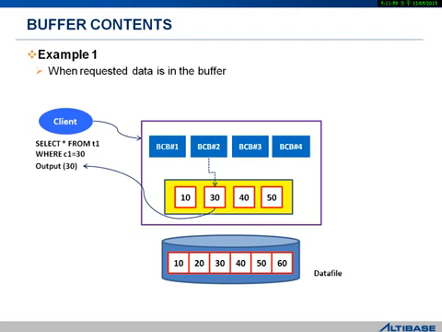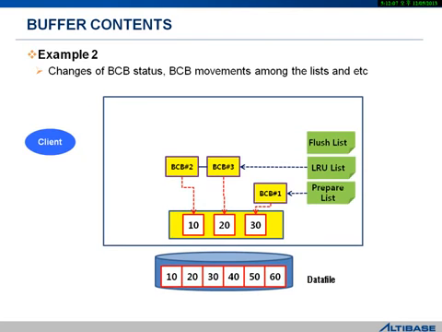Then let's have a look at another example for replacing and managing the lists. The yellow part represents the buffer pool like the previous diagram. The buffer pool comprises 3 buffer frames, and there are also 3 BCBs. A single BCB is managed by the prepare list, and the other 2 BCBs are managed by the LRU list. Now let's have a look at how they are activated in a buffer when multiple transactions are executed while 3 disk pages are cached into the buffer frames.